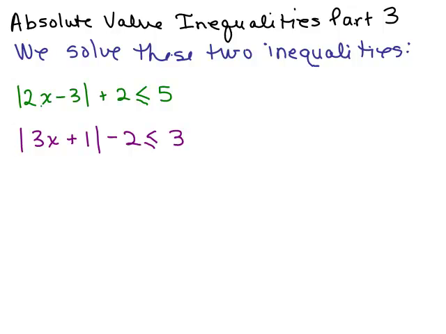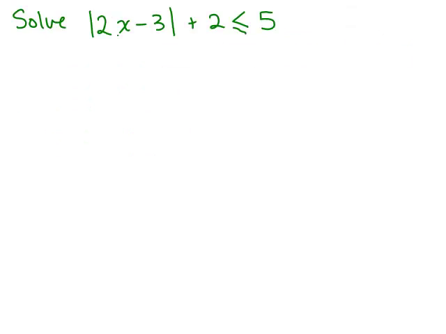This is part 3 of absolute value inequalities, and we solve these two inequalities in this video. All right, we're going to solve this absolute value inequality: the absolute value of 2x minus 3, plus 2, is less than or equal to 5.